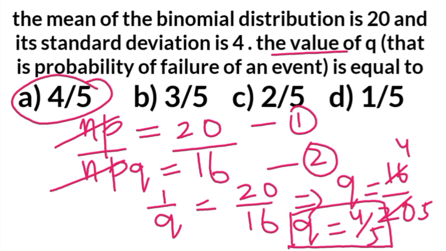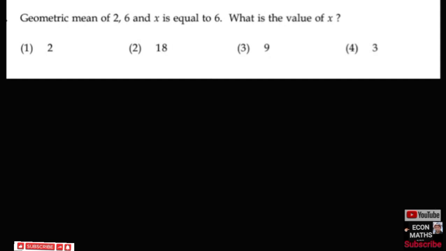That is, the value of q, the probability of failure of an event, is equal to 4 by 5. The question is, geometric mean of 2, 6, x is equal to 6. What is the value of x? The options are 2, 18, 9 and 3.